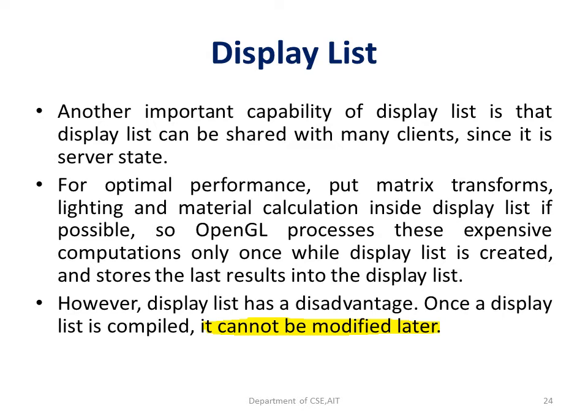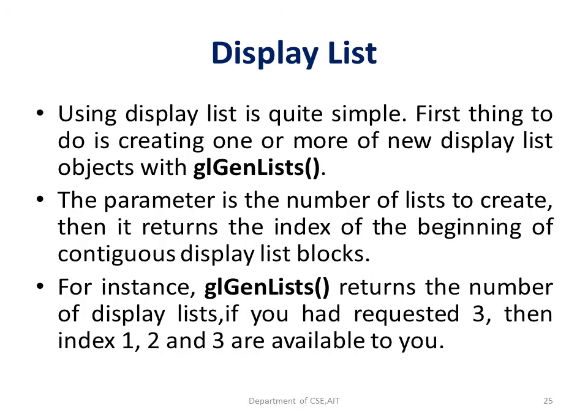But the drawback here is that once we compile the display list, it cannot be modified again. That is the drawback of the display list. The display list consists of multiple APIs for manipulating it. The first one is glGenLists. glGenLists is an API which is used for creating one or more display list objects.